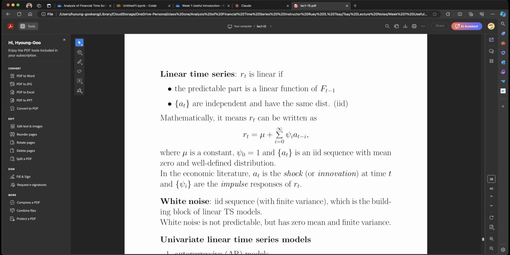In the economic literature, a_t is the shock or innovation at time t, and the psi_i are the impulse response of r_t. It is called the impulse response of r because psi_i measures the response of this return to a specific shock, the shock i periods before. Therefore, it is the impulse response, the impulse i periods before.